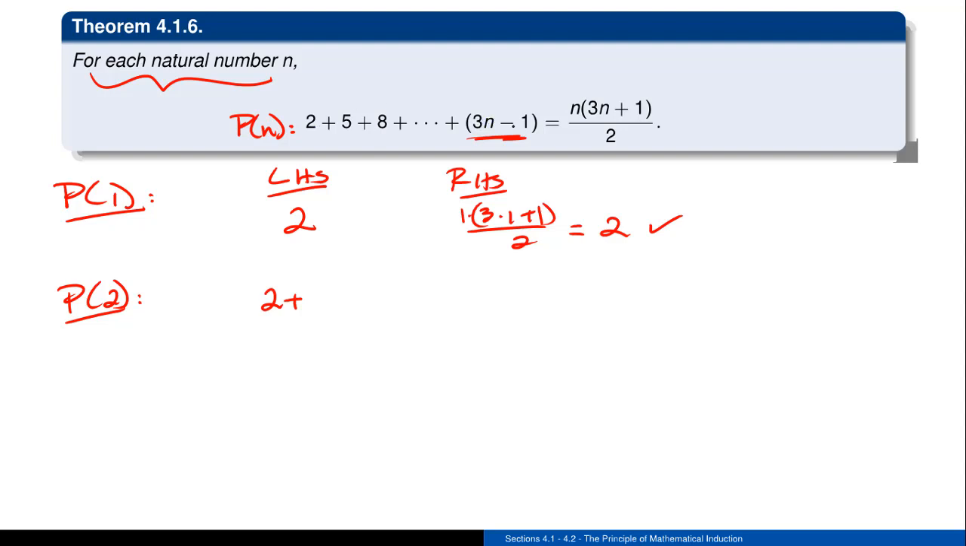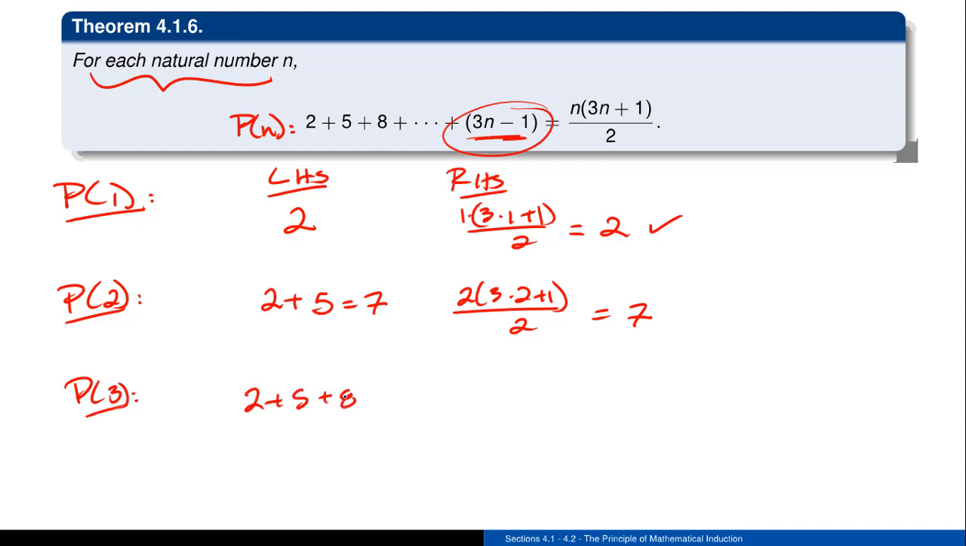So it's a sum from 2 to whatever that thing kicks out, which in that situation is a 5, and that does in fact kick out a 7. The right-hand side is going to be 2 times (3 times 2 plus 1), and then all of that over 2. If you compute that out, it does in fact kick out a 7. Likewise, if I wanted to look at P(3), it would be 2 plus 5 plus 8, the first 3 terms in this little list, and that does again kick out a 15. If you plug 3 into that formula, it'll kick out a 15 as well.